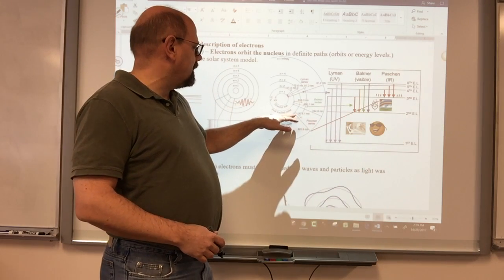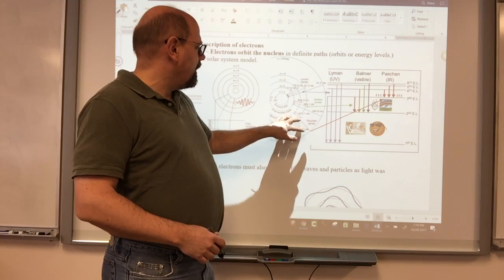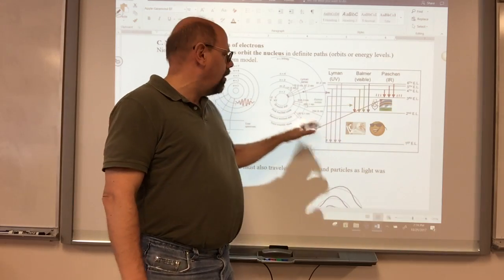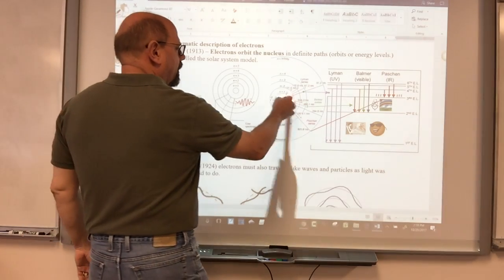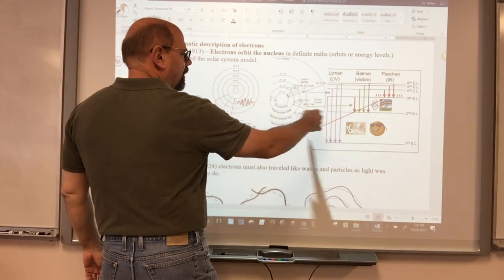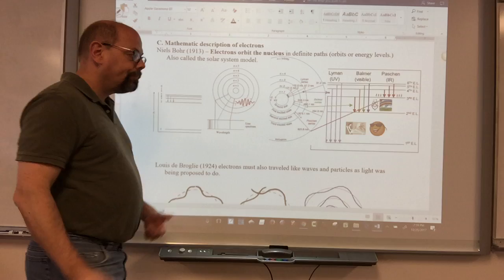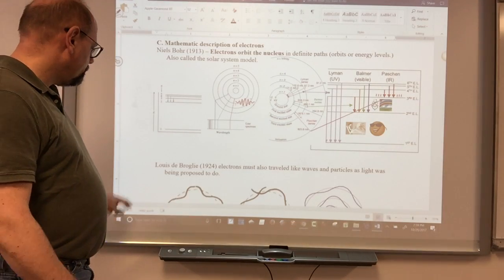And then if you fall down, instead of to the second layer, but to the third layer, that was given the infrared signal. So all of the light patterns were explainable because of where the electron fell. If they fell further, they gave off higher energy. Fell to the second level, they gave off visible light. If they fell to the third level, it's the infrared light.